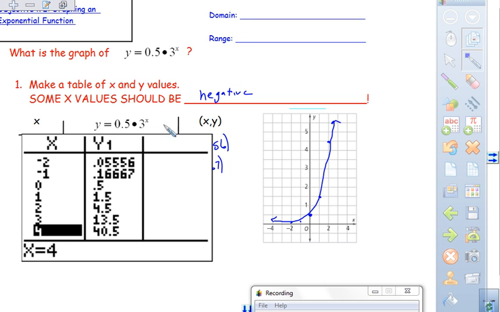So our domain are the numbers that we can plug in, and we can plug in any number that we want. And the range is going to be any number that's on top of this x-axis. So it's going to be all positive values. So I'm going to say positive real numbers because it's not going to be any negatives.